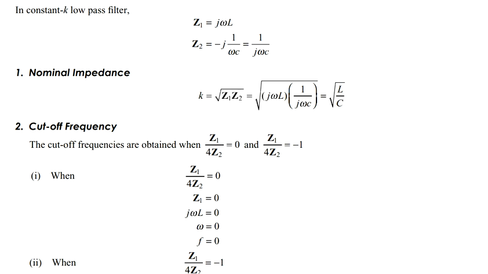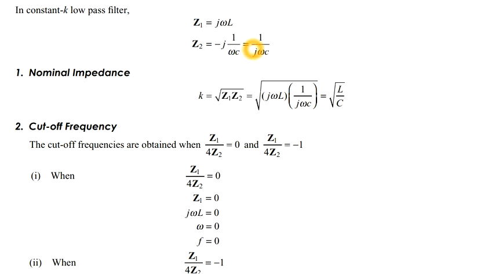So in this lecture we will see how to design a constant K low pass filter. Since it is a constant K filter, the condition is that Z1 and Z2 are of opposite reactances, and further for low pass filter Z1 should be an inductor and Z2 should be a capacitor. Let us consider them like that. So Z1 will be j omega L, Z2 will be 1 by j omega C, which is nothing but minus j by omega C.